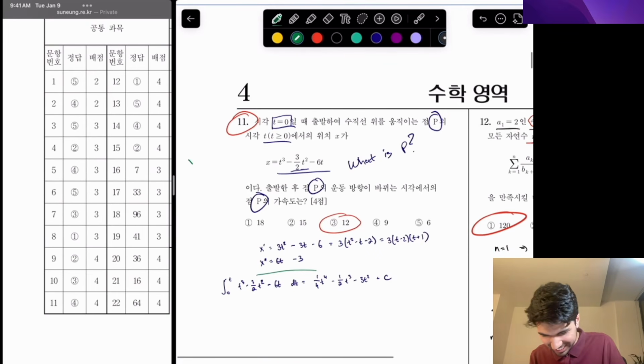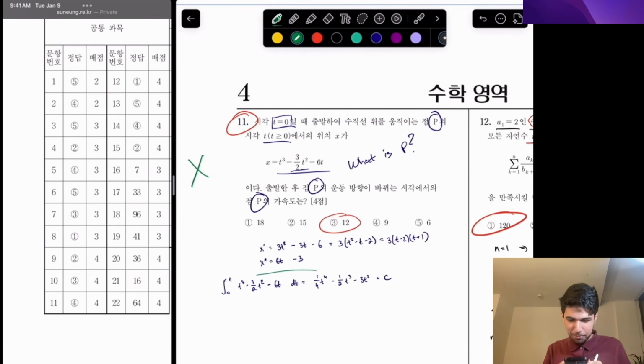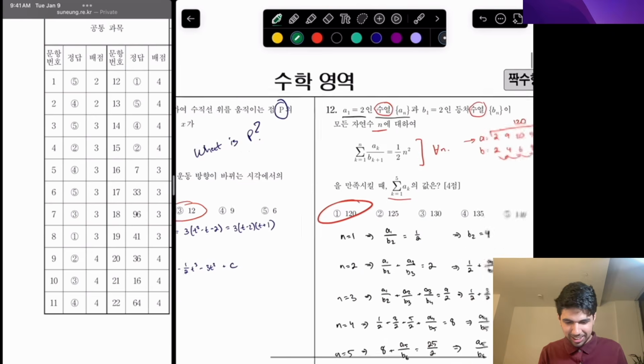Alright, question 11, the answer is 4. And we did not guess that correctly. Okay, let us figure out what P is. Oh, P is a point. And it's asking for what's the acceleration of point P. No, I don't think I could have guessed that. Okay, first miss.